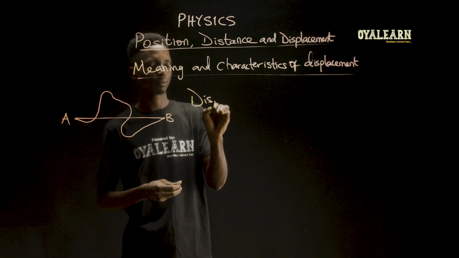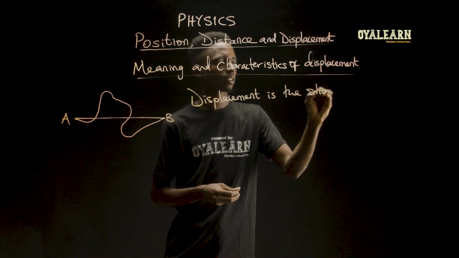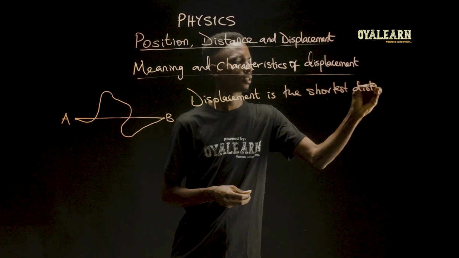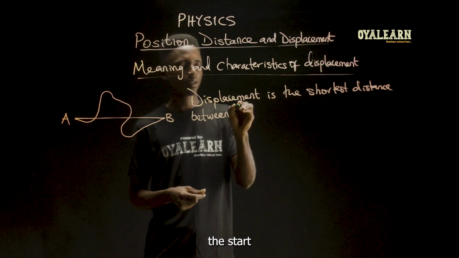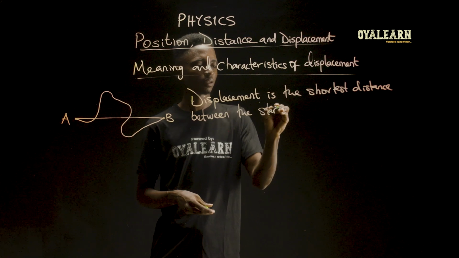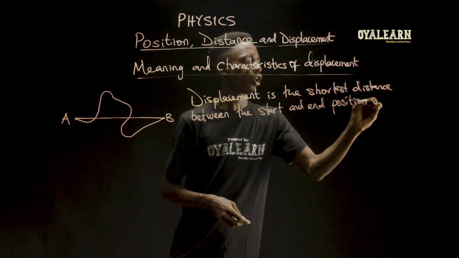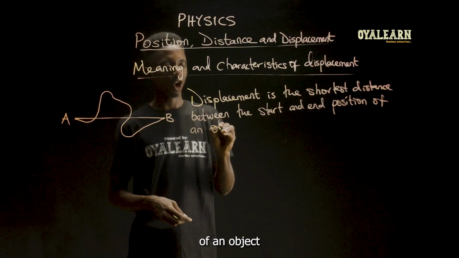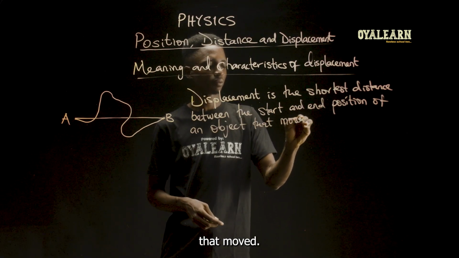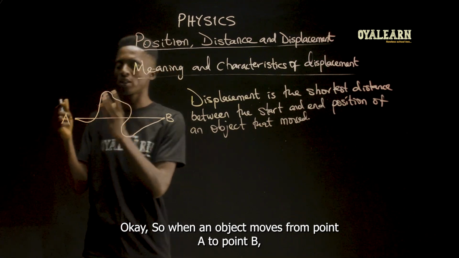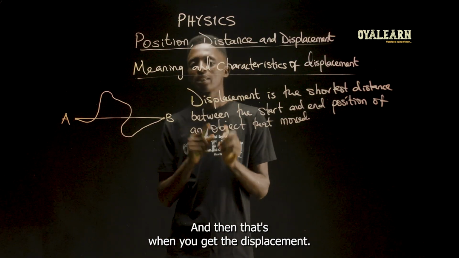We say displacement is the shortest distance between the start and end position of an object that moved. Okay, so when an object moves from point A to point B, you can join those 2 points by the shortest length possible, and then that way you get the displacement.